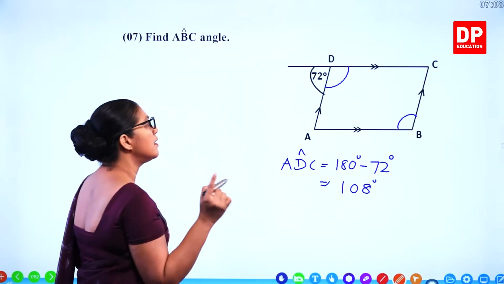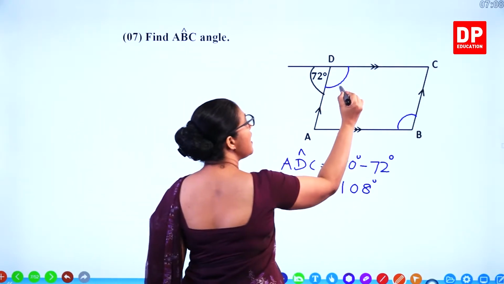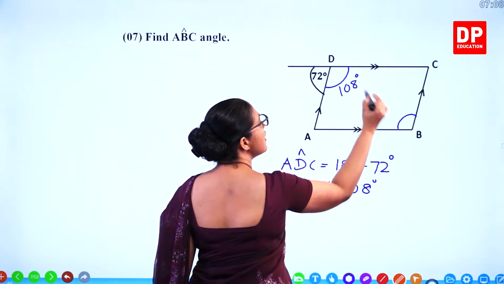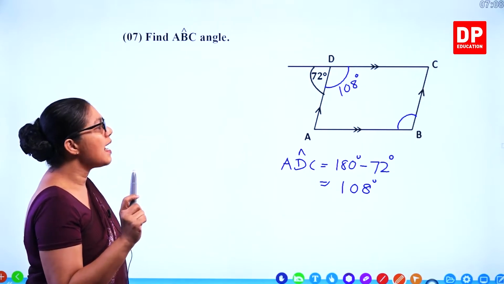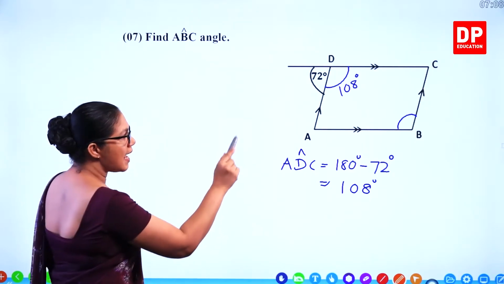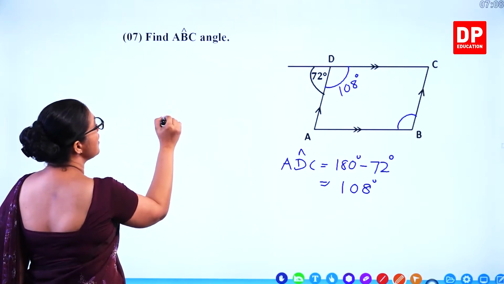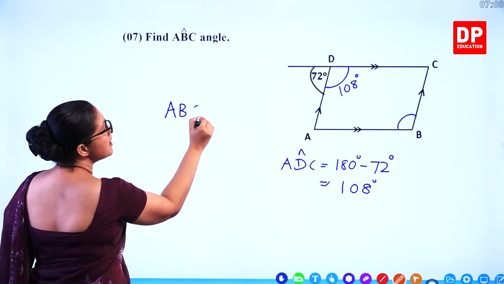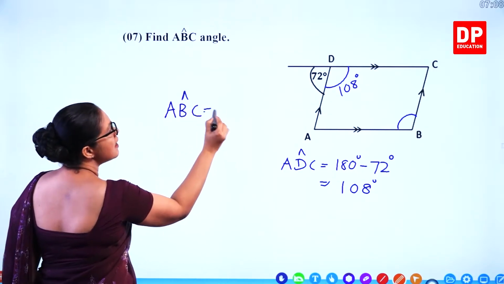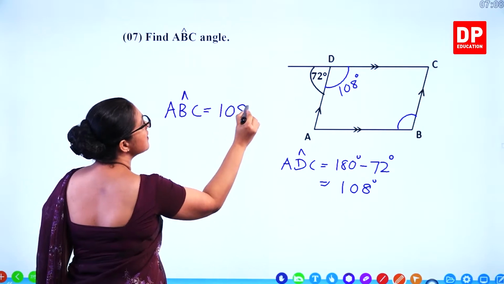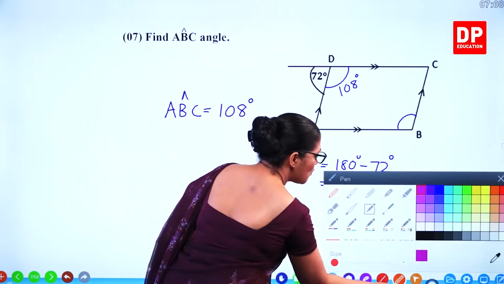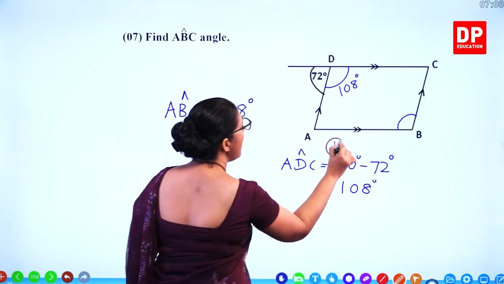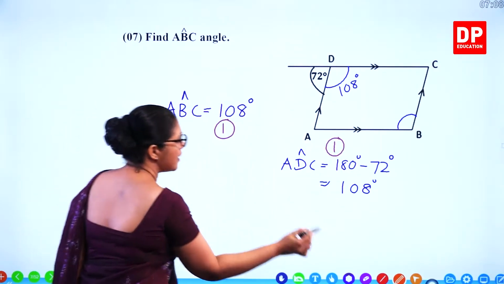If this is 108, what can you say about this angle? In a parallelogram, opposite angles are equal. So opposite angles are equal means you can straight away write down angle ABC is 108. So 2 marks for identifying this, one mark, and 1 mark for the final answer.